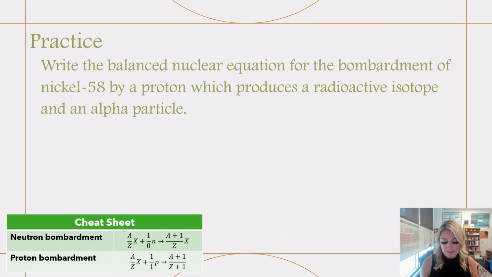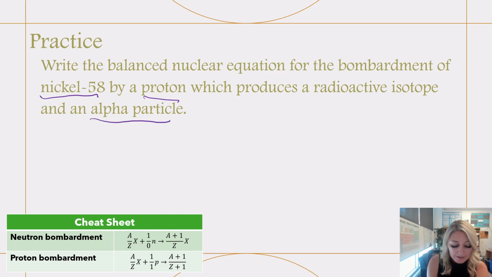Oh man, I'm hitting you hard with this first example, but let's see if we can get through this together. We are to write the balanced nuclear equation for the bombardment of nickel-58 by a proton, which produces a radioactive isotope and an alpha particle.